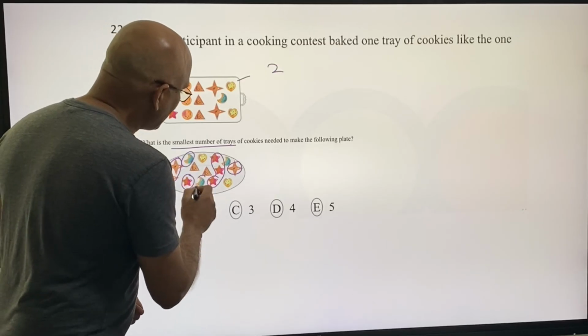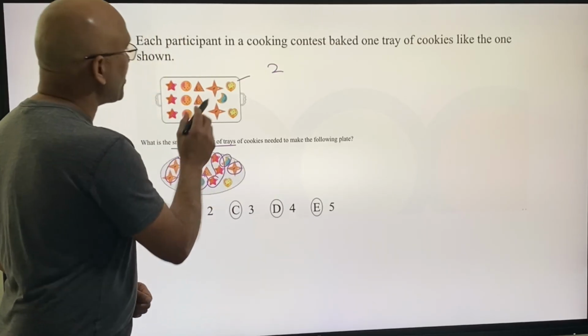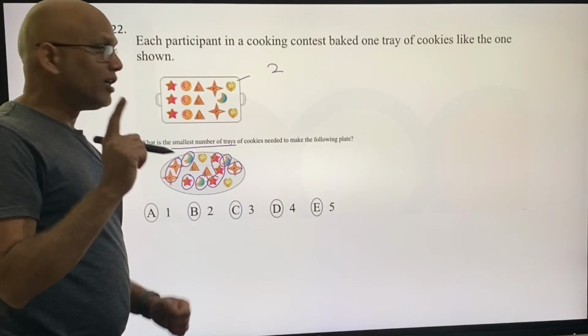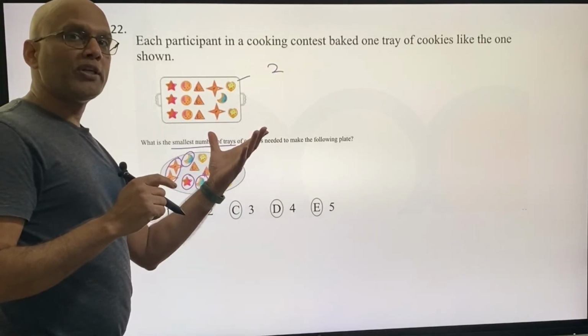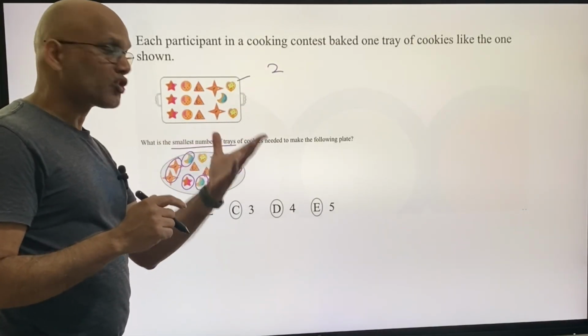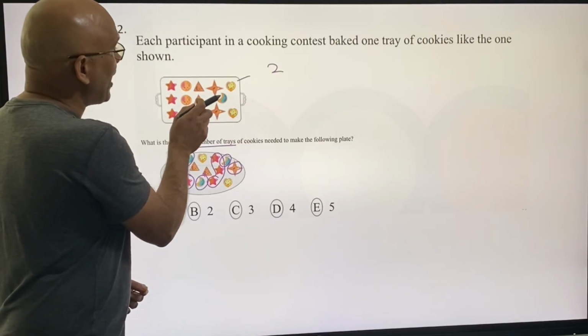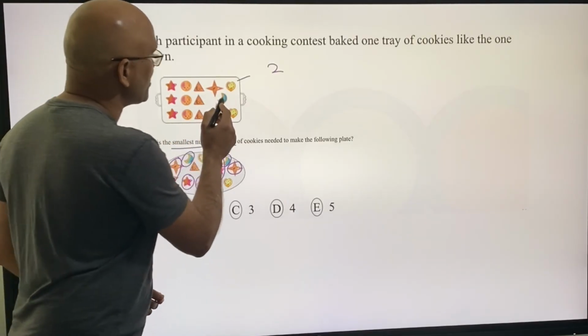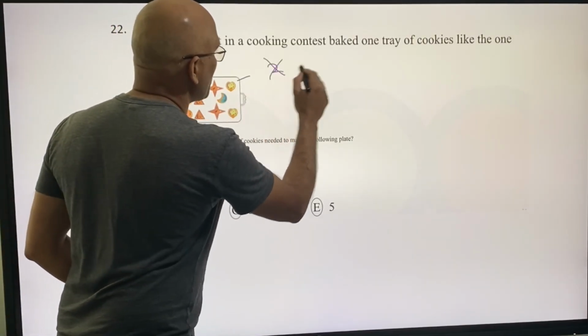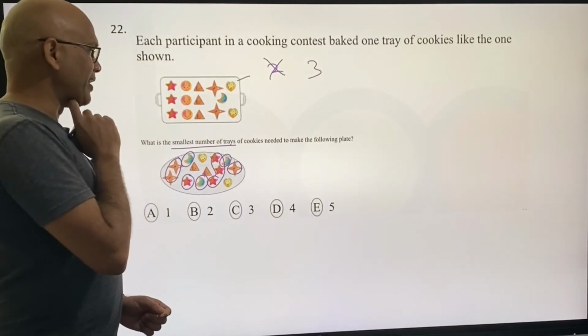For the moon, I need one, two, and three, but each tray has only one. So two trays is not going to work. I need at least three, then I can pick one from each and have three of this moon shape. So I need at least three.